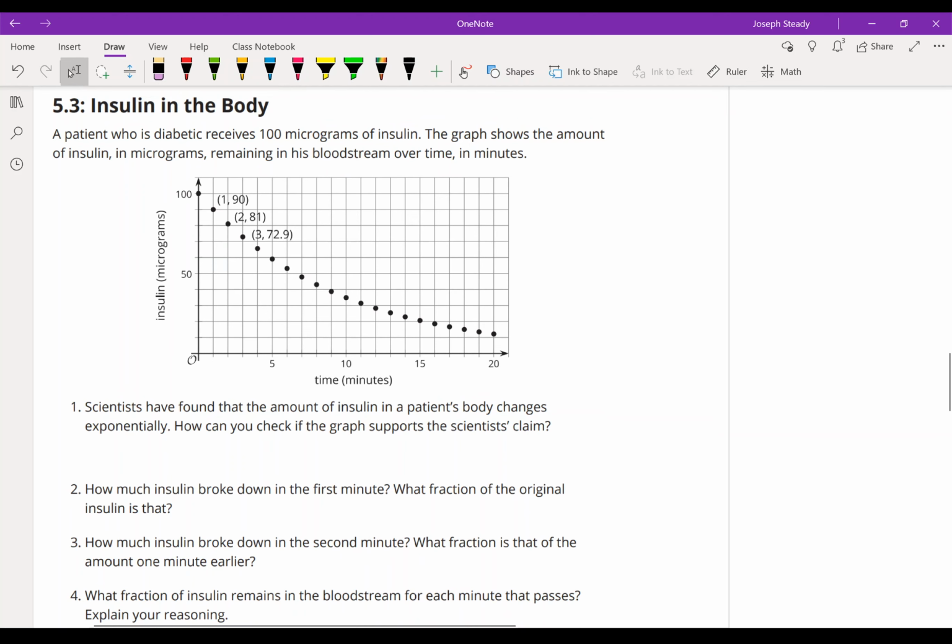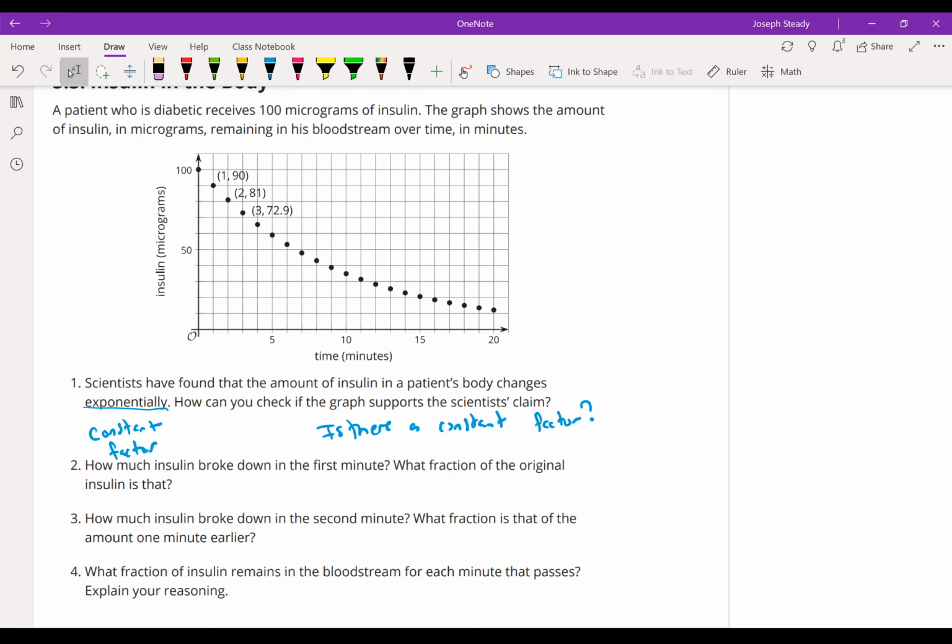So the first question we are asked is that scientists have found the amount of insulin in a patient's body changes exponentially, which again means that we are multiplying by a constant factor each time we go from one step to the next. So to check this, we can check by looking to see, is there a constant factor? Or are we multiplying by something different each time? So they're actually going to help us with that in these next couple of questions here.